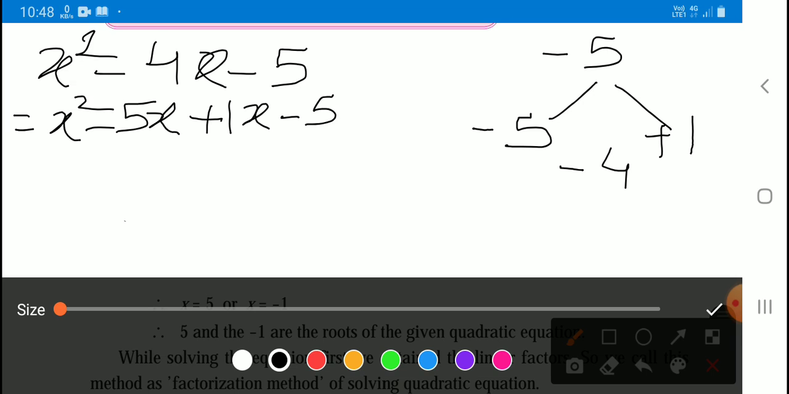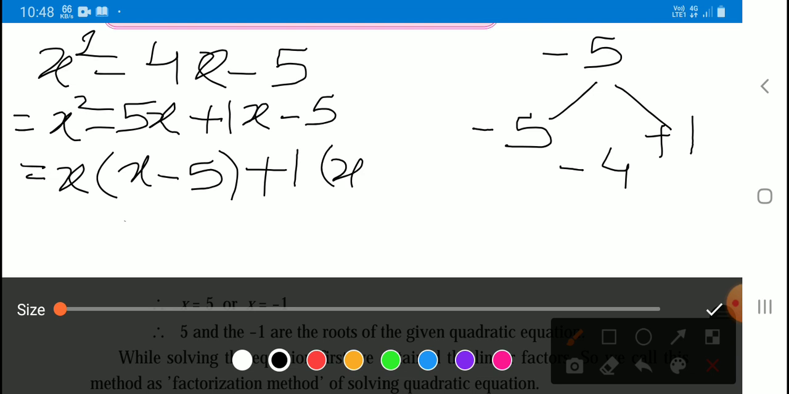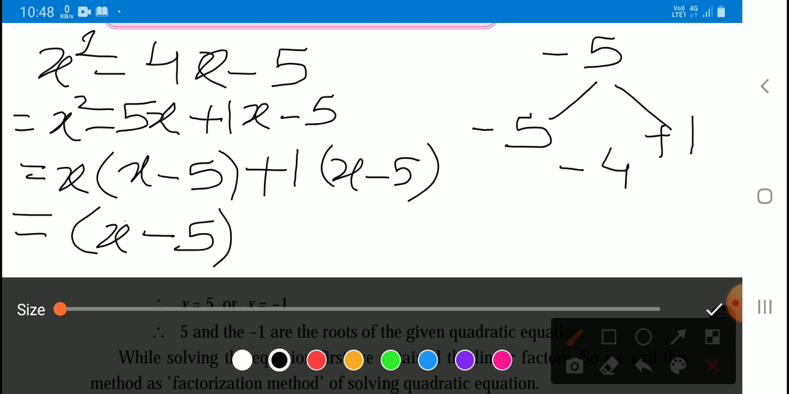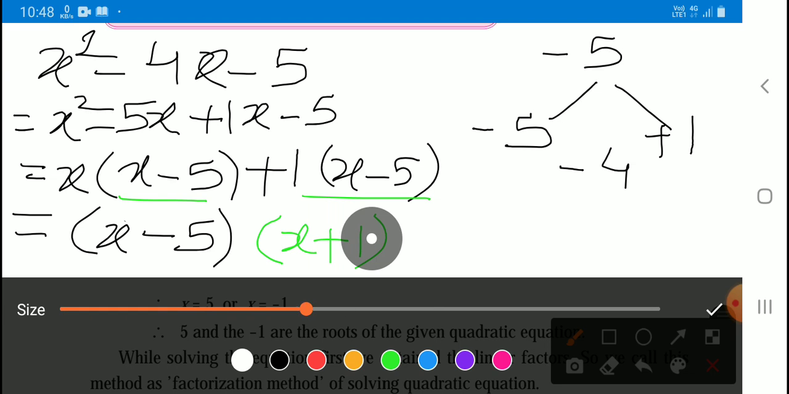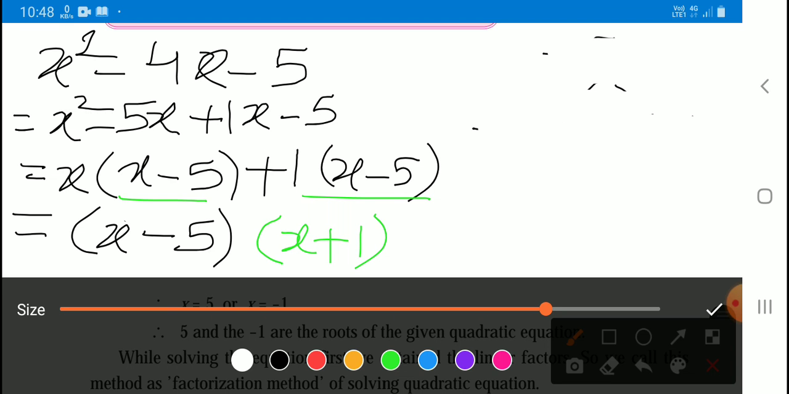Okay. Now here x is common, x minus 5. In the other bracket nothing is common, so 1 is common, and x minus 5. Now the same bracket is repeated two times, that is x minus 5, so you write this bracket one time. The remaining is x plus 1. So these are the factors of x square minus 4x minus 5.